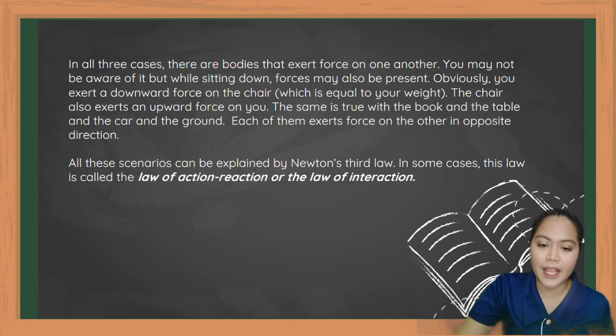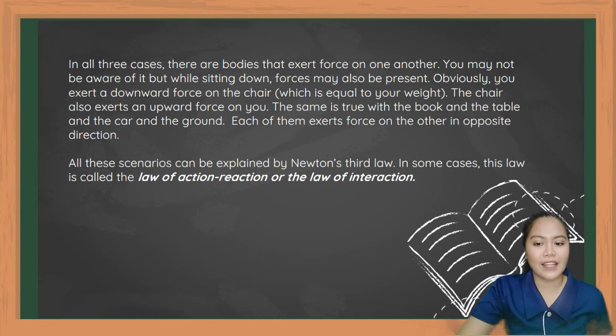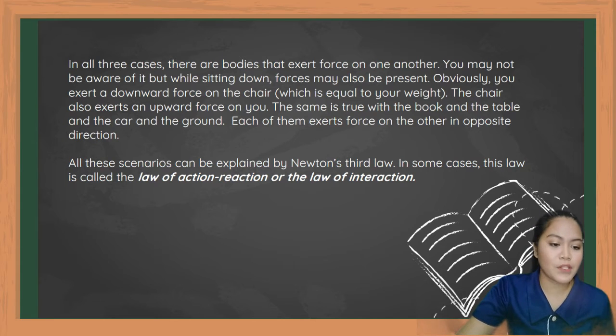So in all the three cases, there are bodies that exert force on one another. You may not be aware of it, but while sitting down, forces may also be present. Obviously, you exert a downward force on the chair, which is equal to your weight, and the chair also exerts an upward force on you. The same is true with the book and the table, and the car and the ground. Each of them exerts force on one another in opposite direction.